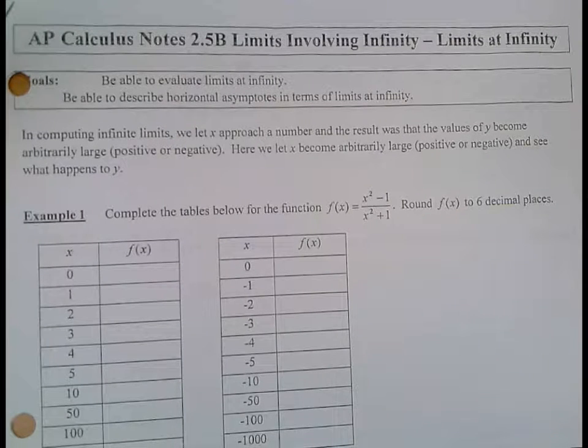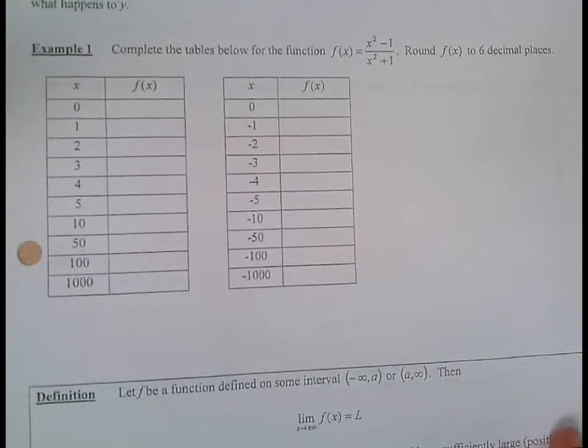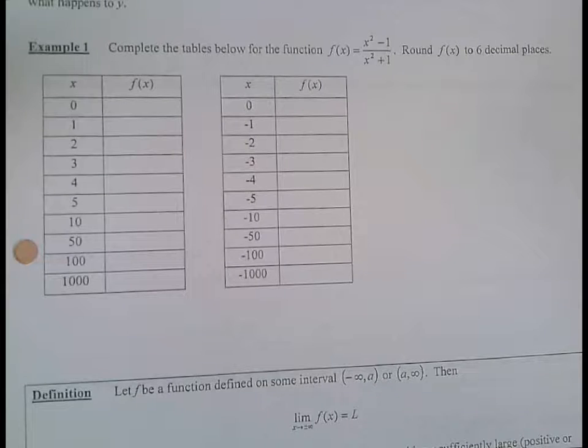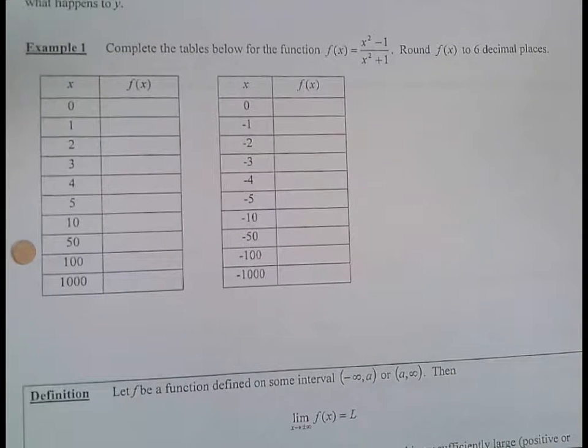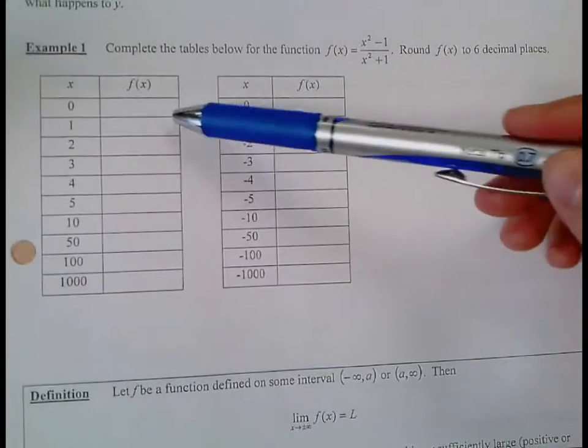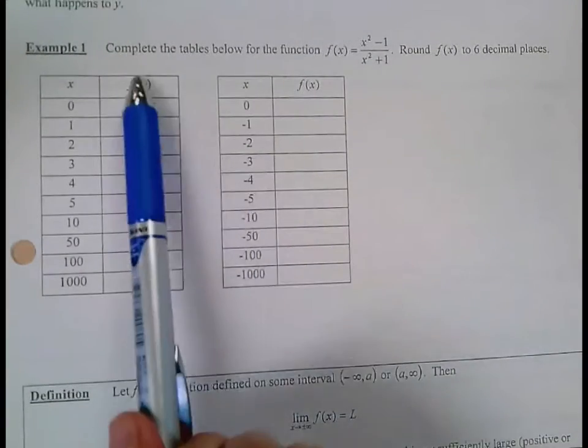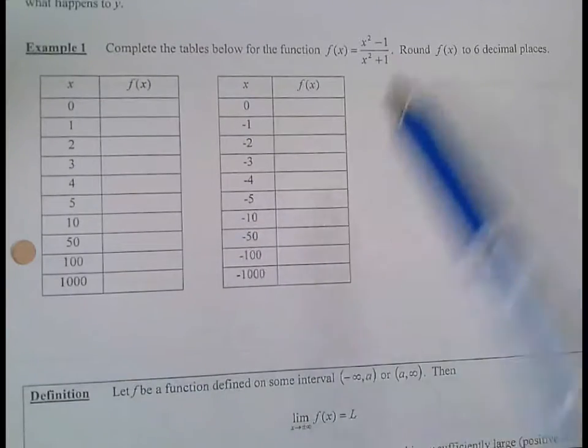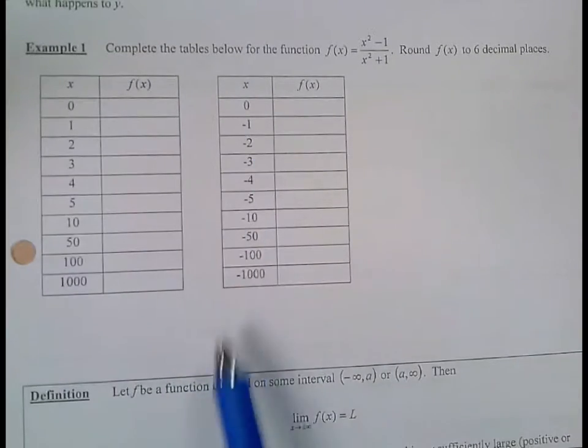is becoming infinitely large in the positive or negative direction, and we're seeing what happens to the y values. So in that first example, and you might want your graphing calculators for this if you want to do this collectively in your groups, take 2 minutes here and fill in the y values for this function for the x values I've given you. It says complete the tables for that function f of x, and round f of x to 6 decimal places if you get a decimal.